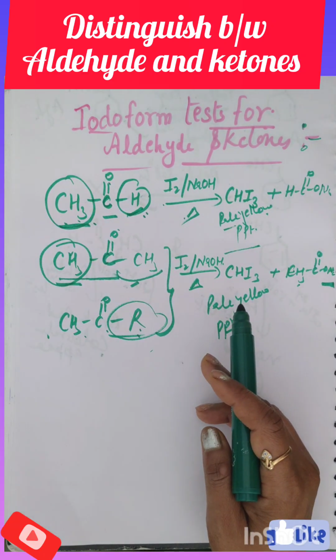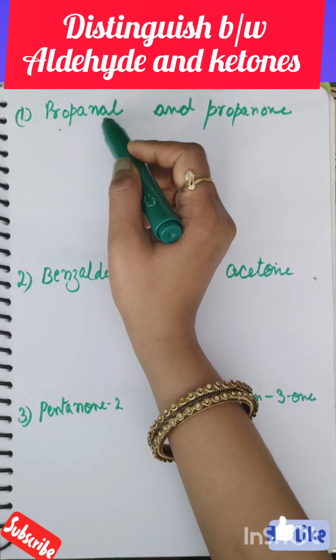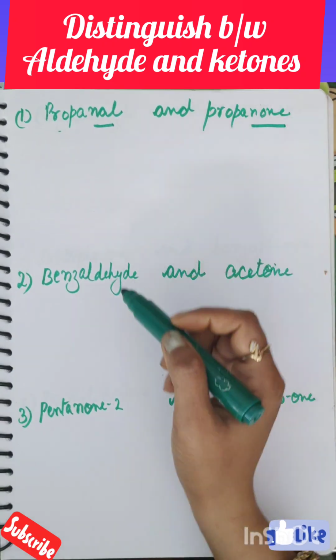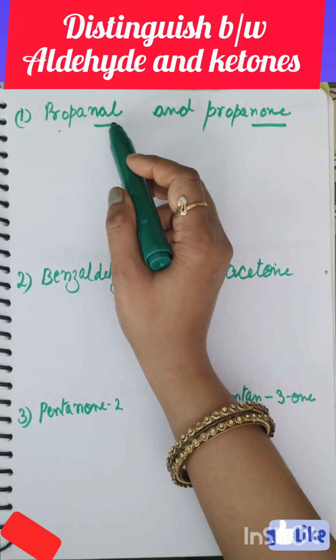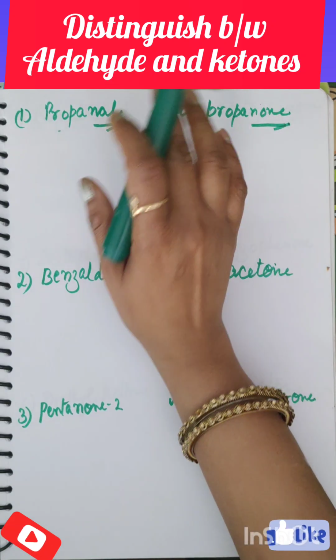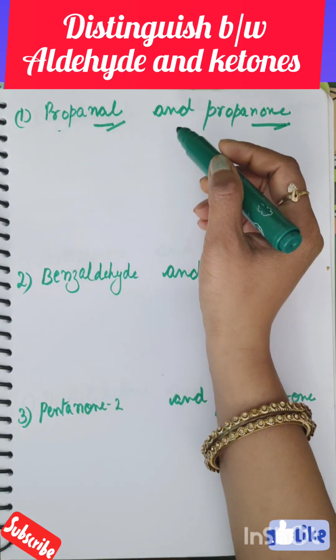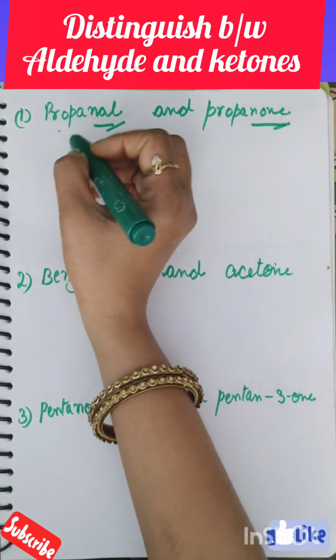Let's start with some distinguishing tests. Now, the first example is to distinguish between propanal and propanone. Clearly we can see that one is an aldehyde and the second is a ketone. To distinguish this, we have two tests: one is Tollens and the second is Fehling solution. So we can use either of the two.